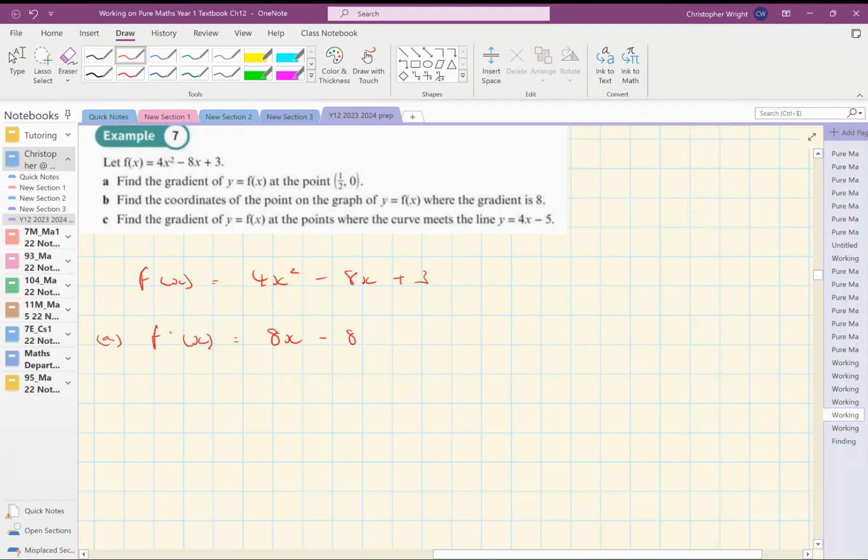And I want to know the gradient when x is a half. So when x is a half, the gradient function has a value of 8 times a half minus 8. So that gives me an answer of minus 4. So the gradient at the point a half comma 0 is minus 4.